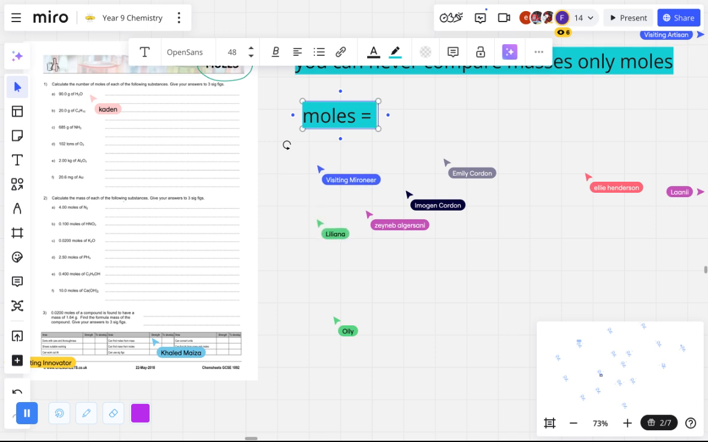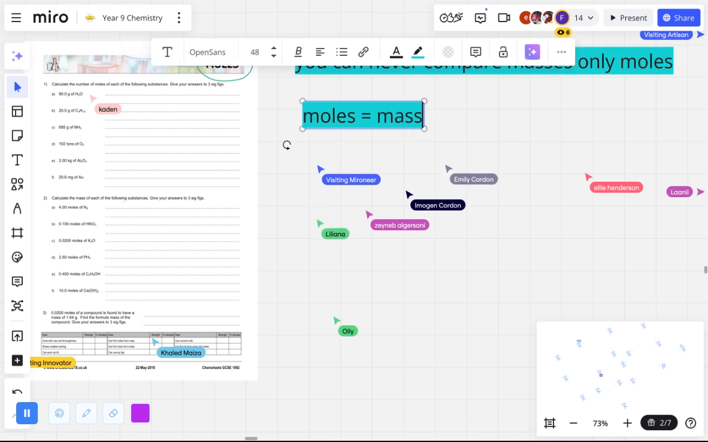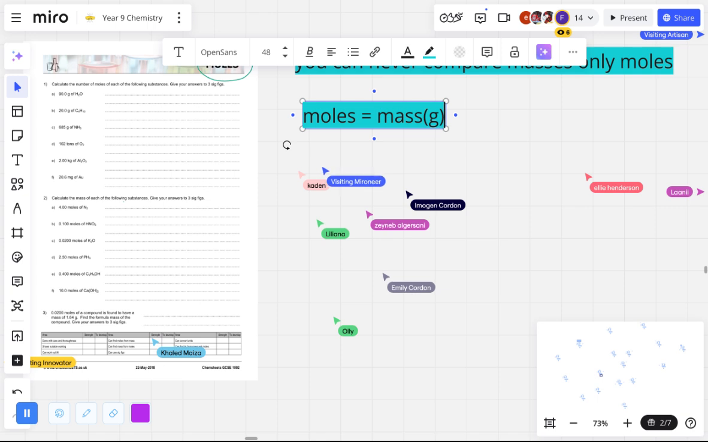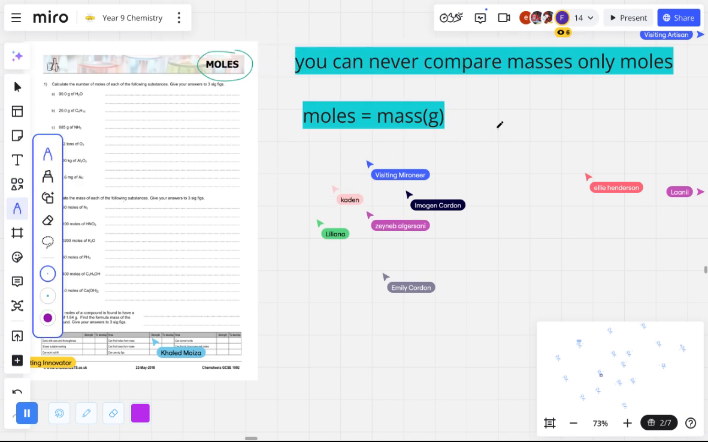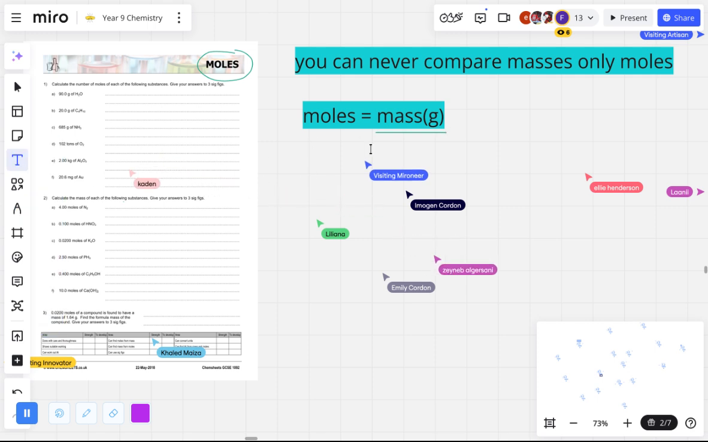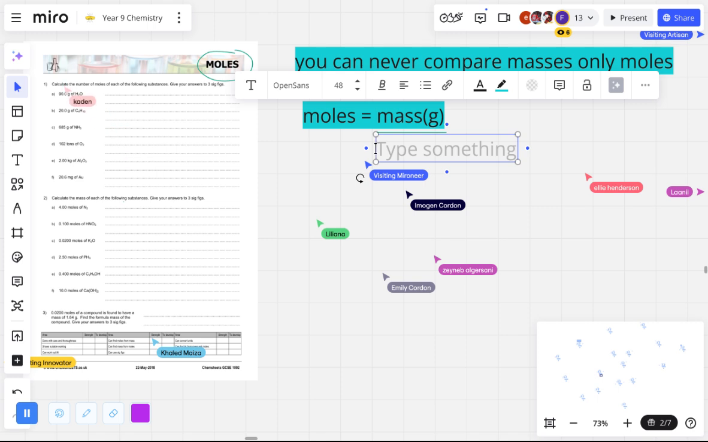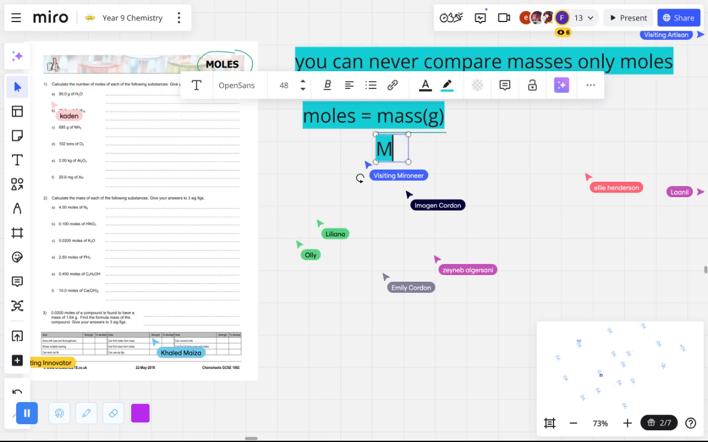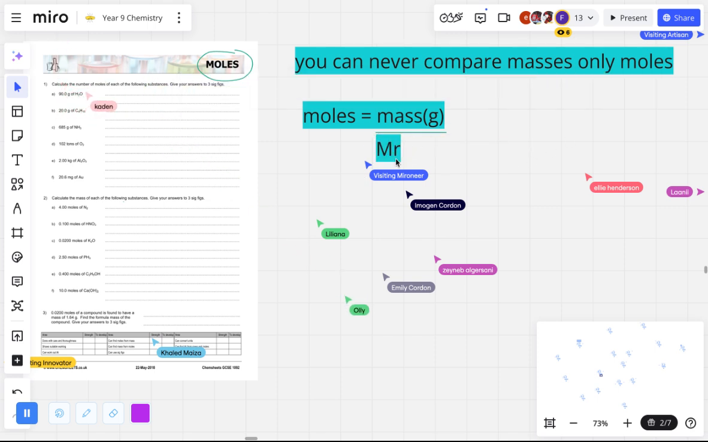It is moles equals mass. Now here's the thing, we'll be looking at using it. It's always in grams, all right? Divided by relative formula mass or MR, okay? Now what do I mean by that? Hopefully just as a refresher. I'm going to put in RFM. Some people like to write MR. I like MR because it just looks like a mister, but there you go.